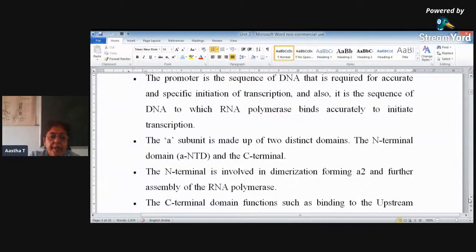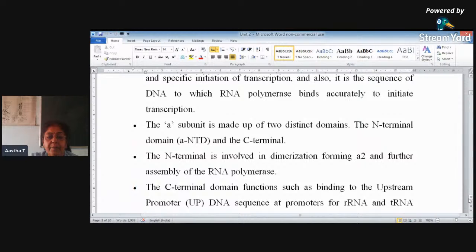The alpha subunit is made up of two distinct domains, N-terminal domain, alpha-N-terminal domain, and second one is the C-terminal domain. N-terminal domain is involved in dimerization forming alpha 2 and further assembly of RNA polymerase. तो N-terminal जो आहे तो डायमरायझेशन मध्ये इन्व्हॉल्ड असतो, मीन्स प्रोटीन आर एन ए पॉलिमरेज आणि प्रमोटरच्या बाइंडिंगमध्ये इन्व्हॉल्ड असतो.